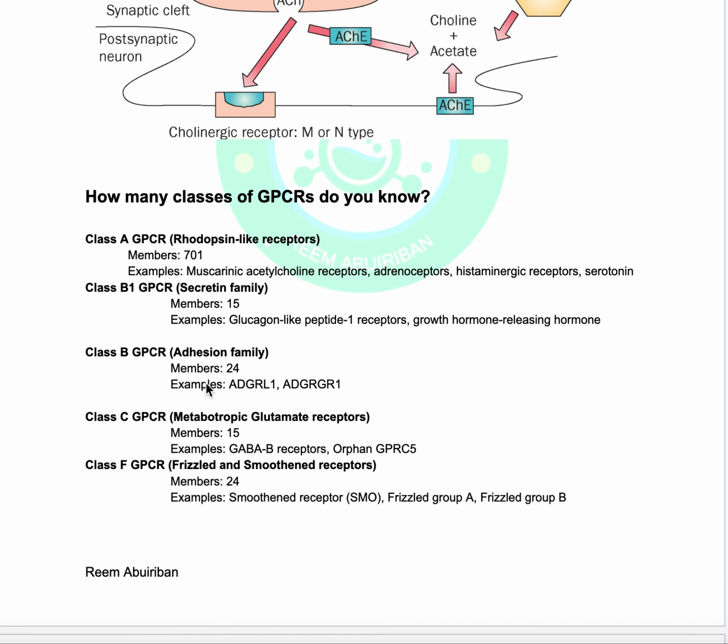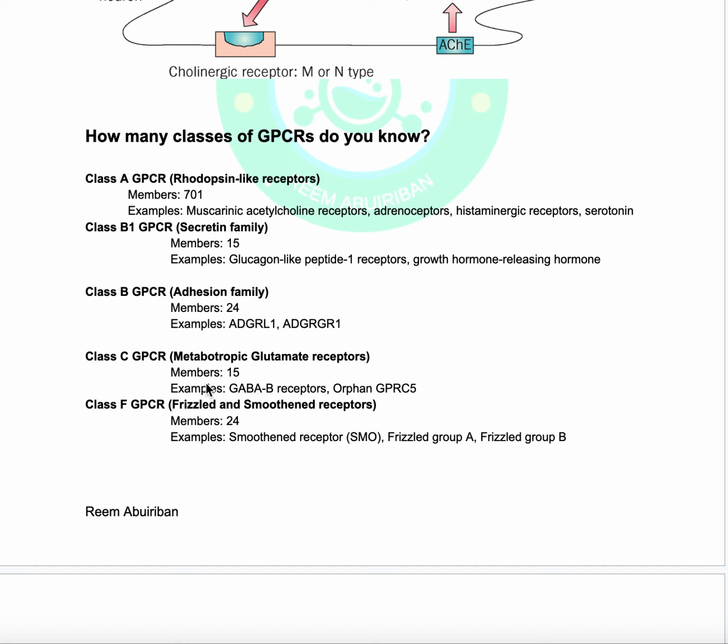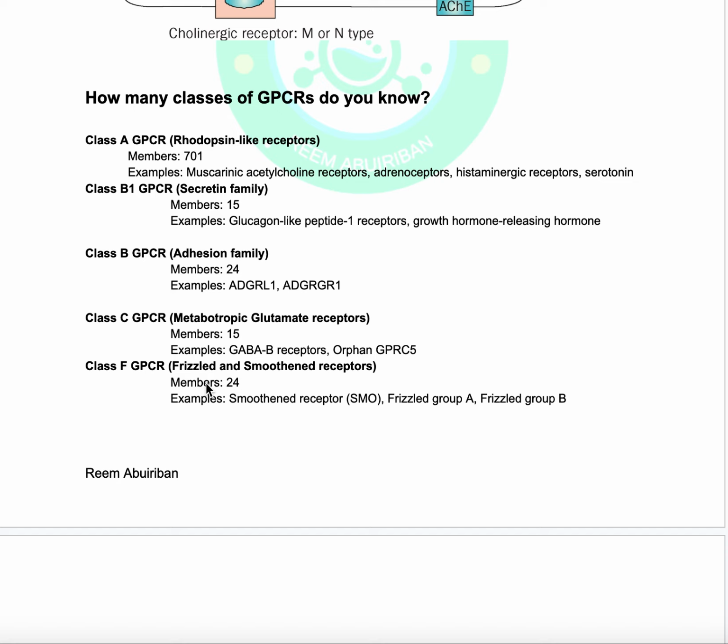The second question is, how many classes of G protein coupled receptors, or we can say G proteins, do you know? We have 5 classes. The first one is class A G protein coupled receptor, and it's known as rhodopsin like receptors. And this is a huge number of the receptors. So the first class is called the class A GPCR, rhodopsin like receptors.